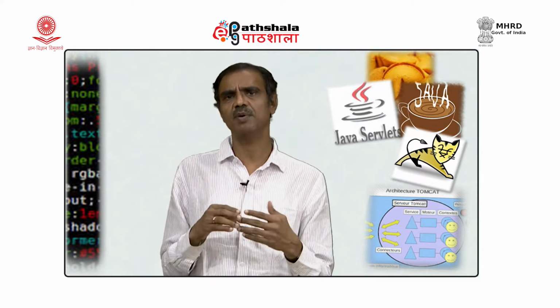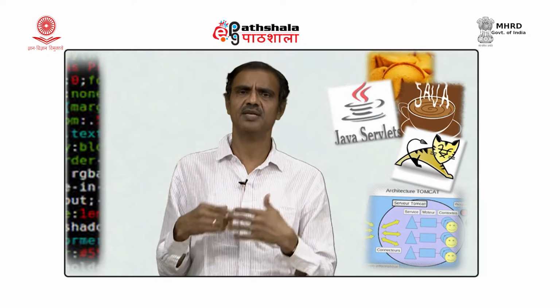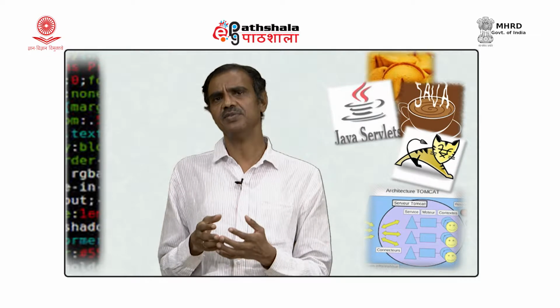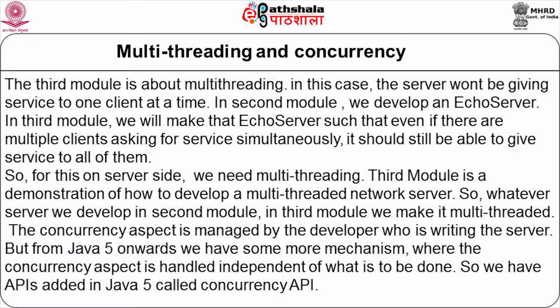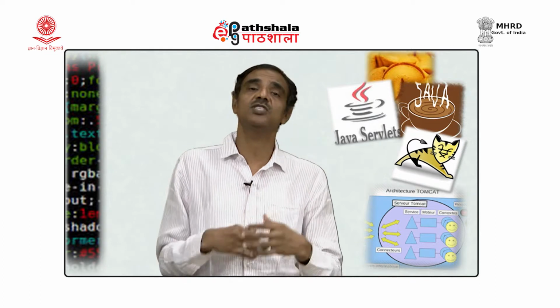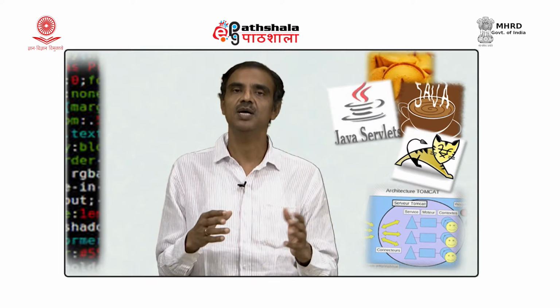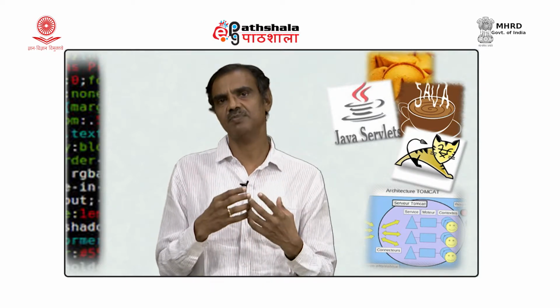Module 3 is about multi-threading. When a server is written, the server is giving some kind of a service, but it will not be giving service to one client at a time. So, if you have written some kind of a server process, in module 2 we develop something called an echo server. So, in module 3 what we do is we will make that echo server such that even if there are multiple clients asking for service simultaneously, it should still be able to give service to all of them. So, what we need here on the server side is multi-threading. So, this is an example.